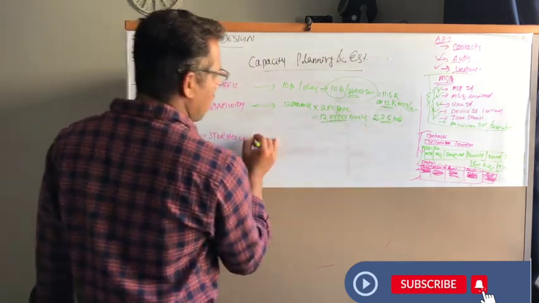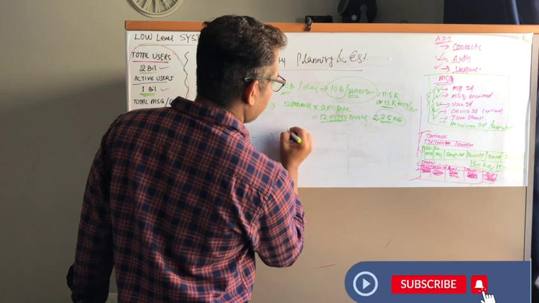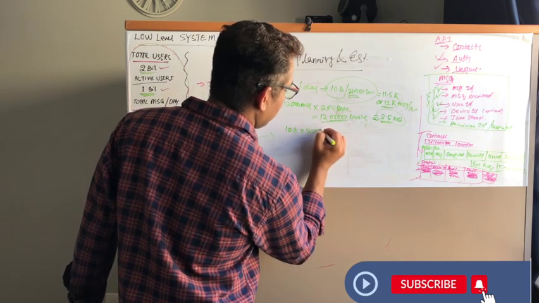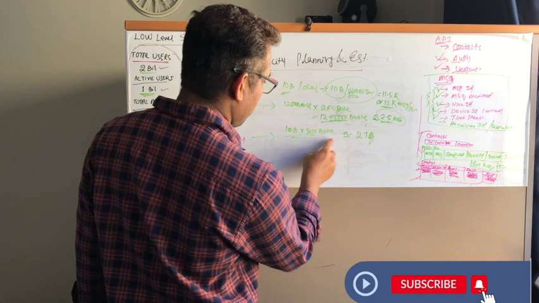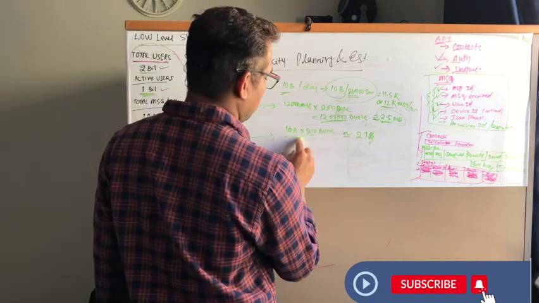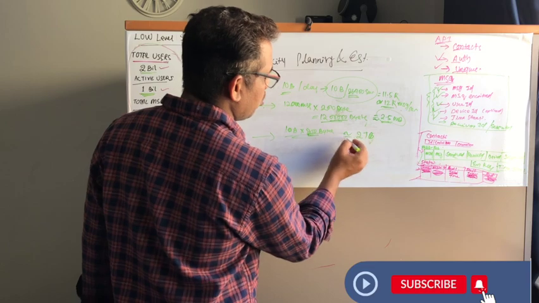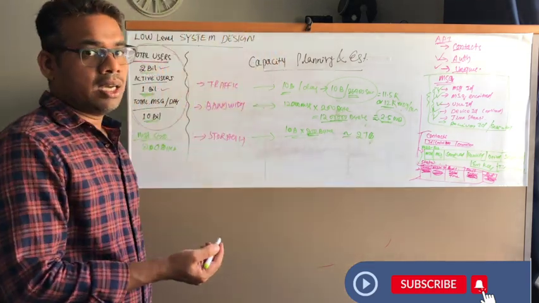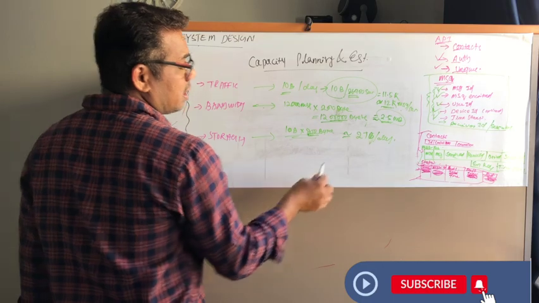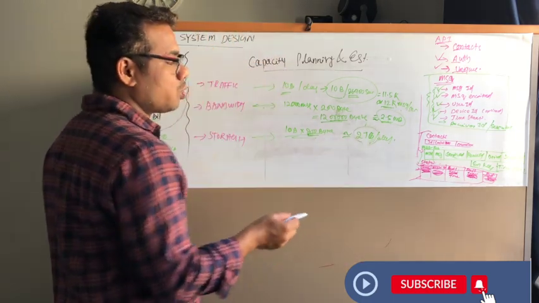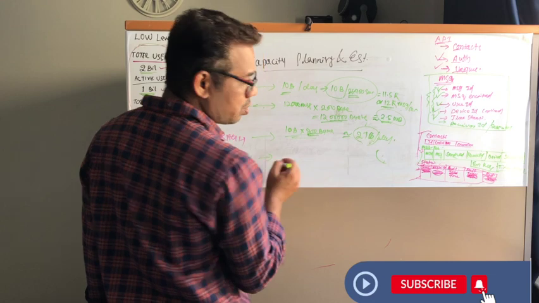This is the bandwidth. Then how much storage will it require? It's 10 billion times 200 bytes, so it will be somewhere around 2 terabytes of data. Every day it will need to store 10 billion messages with 200 bytes each. So it will need 2 terabytes of storage per day. That means maybe 2 terabytes of data also has to be stored in memory.